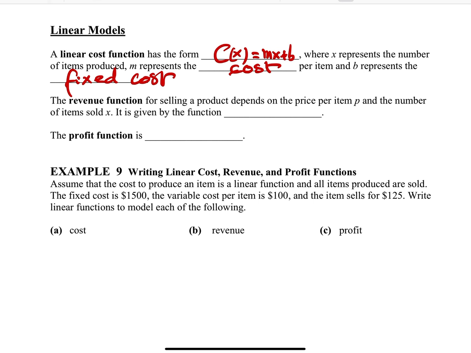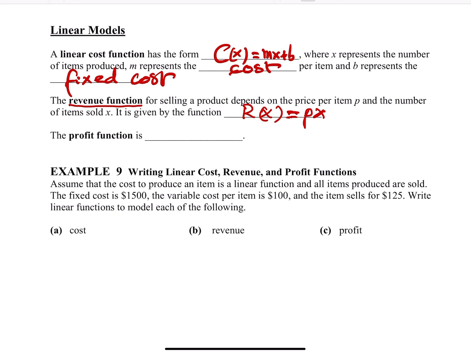Next, the revenue. The revenue for the sale of products depends on the price per item, p, and the number of items sold, x. It is given by the function, and that function is represented as R(x). R(x) is the revenue function. R(x) is equal to p times x.